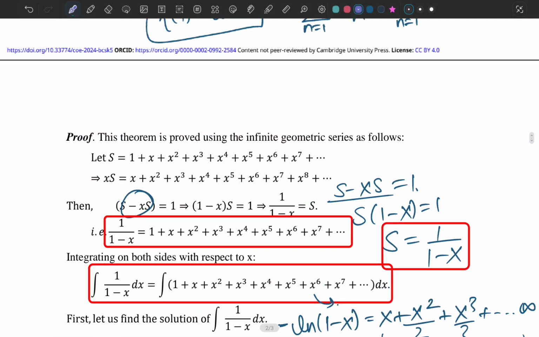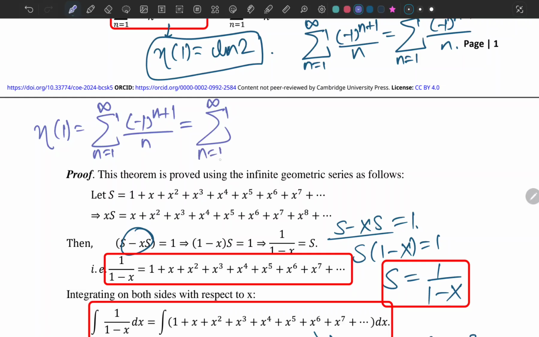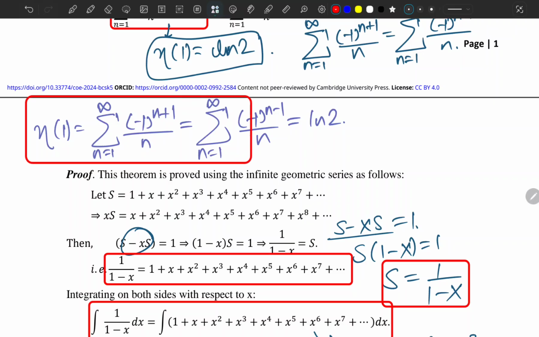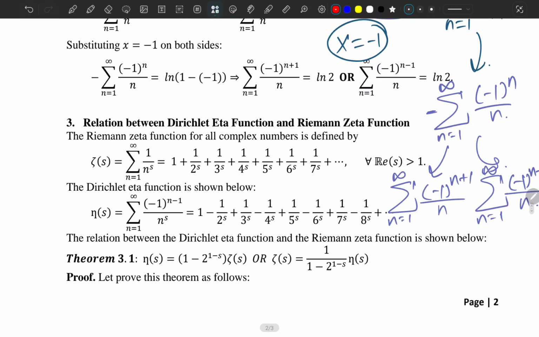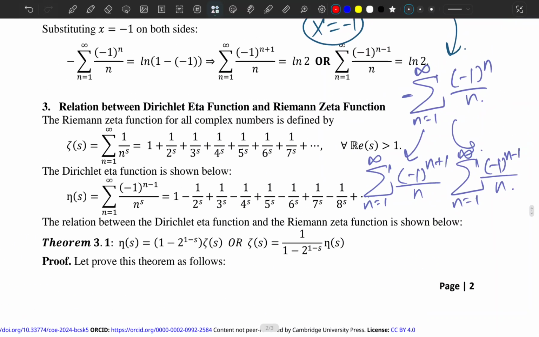So hence we can say after all this discussion that eta of 1, that is this infinite sum of negative 1 to the n plus 1 over n, or the infinite sum of negative 1 to the n minus 1 over n, comes out to be ln of 2. So this is the first conclusion of today's video. And now we are going to move on to the proof that we are here for, right? Okay, so let me erase all this stuff here.